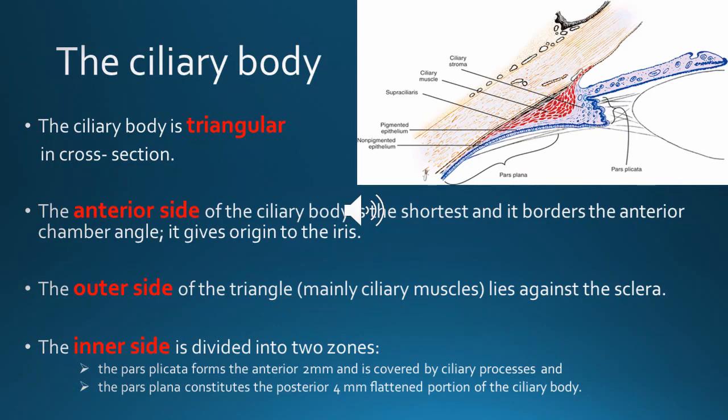The outer side lies against the sclera and is formed mainly of ciliary muscles, while the inner side is divided into two zones. The anterior part, which is called pars plicata, is 2 mm, while the posterior part, called the pars plana, is 4 mm.